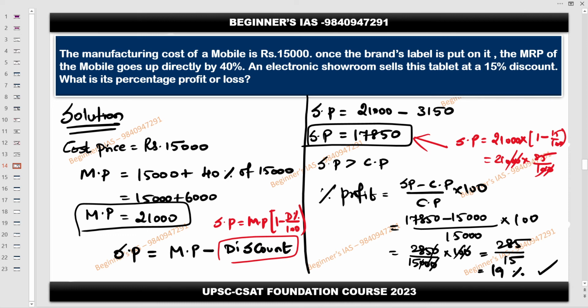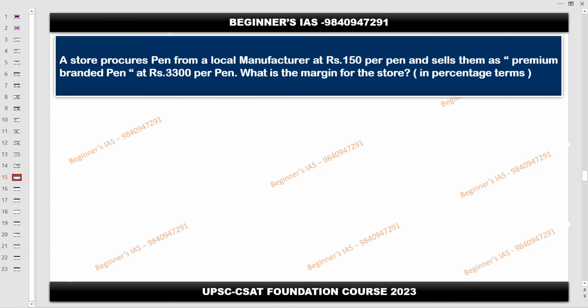Don't get confused here between the cost price and the MP. After MP only they are giving you the discount. Actually you assume yourself as a showroom dealer. Simple. Then easily you can calculate. So okay, the manufacturing cost is 15,000. Then MRP goes up 40%. After that 40% increase only you are giving the 15% discount. Clear? Shall we move to the next problem? Everyone clear, right? Fine.